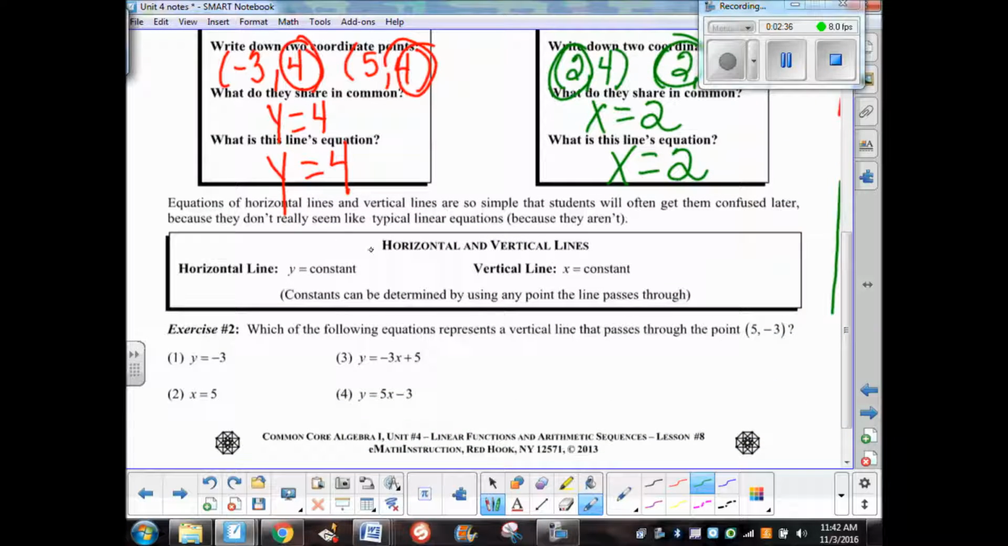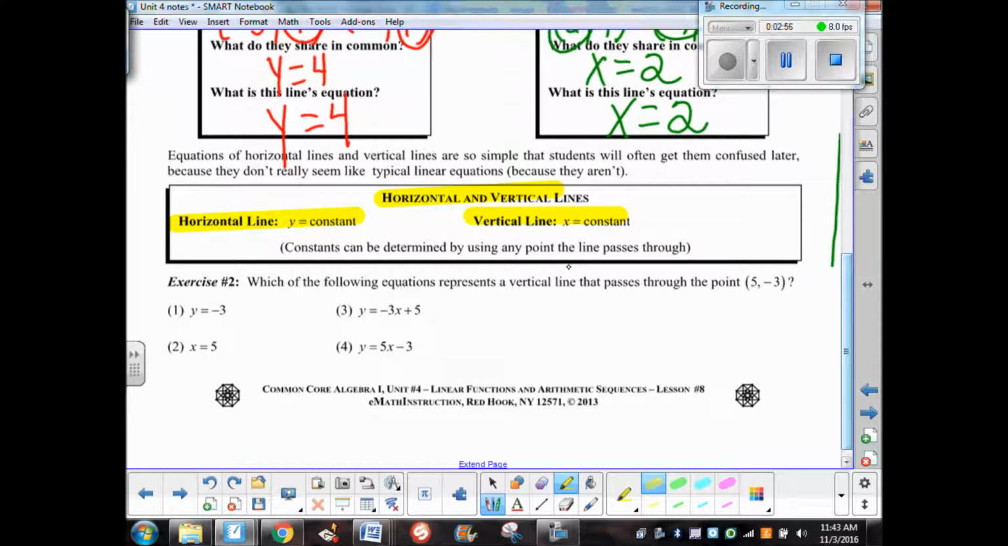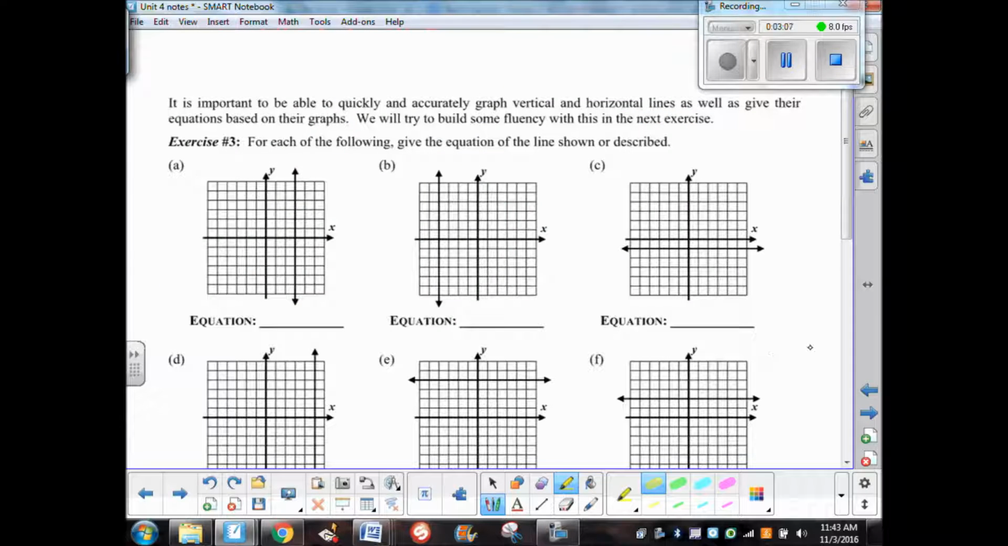So to summarize what we just talked about, it says here for horizontal and vertical lines, the horizontal line is always y equals a constant. Horizontal line will never cross the x-axis. Vertical line, x equals some constant. It's never going to cross the y-axis. Constants can be determined by using any point the line passes through. I'm going to have you do exercise 2.